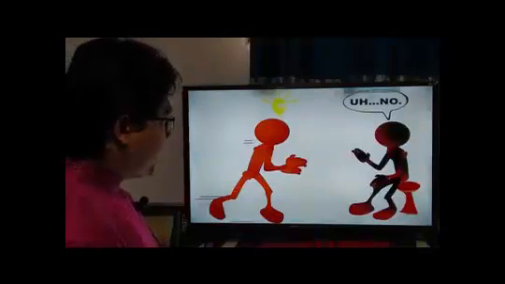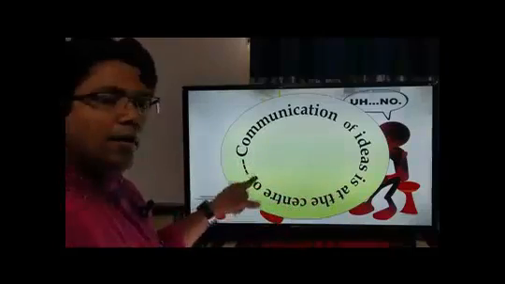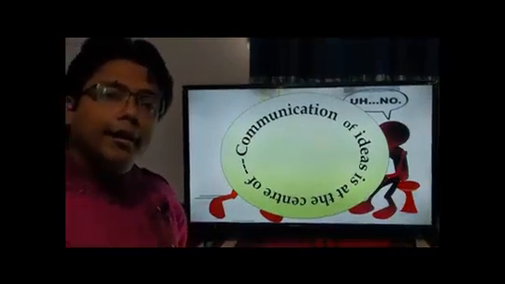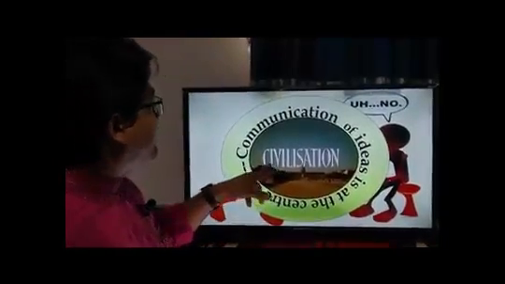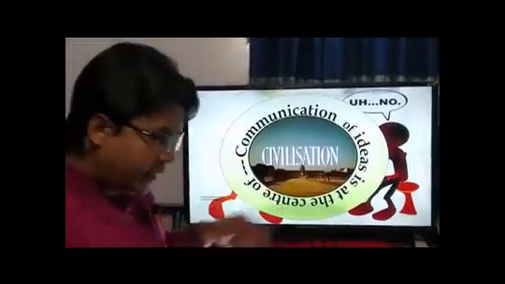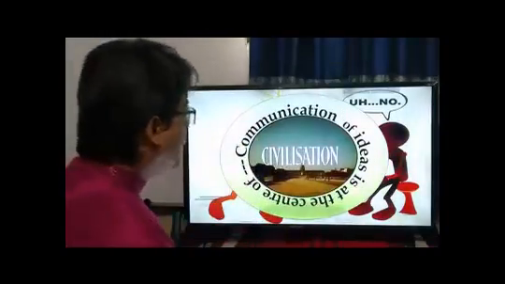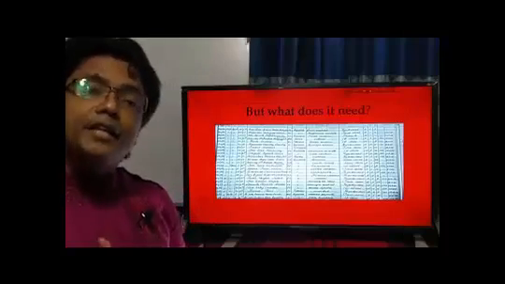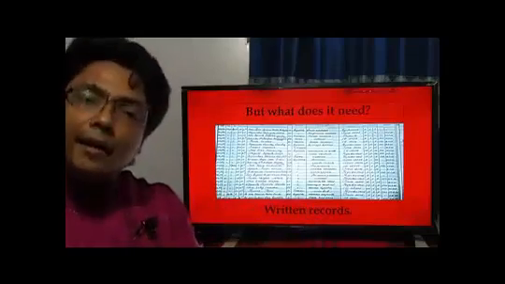Now we see a picture: communication of ideas is at the center of civilization. This is the first line of the text, and I think you can match it with the text in your textbook. Communication of ideas is the center of civilization. But what does it need? Here we see written records. It means we need written records.